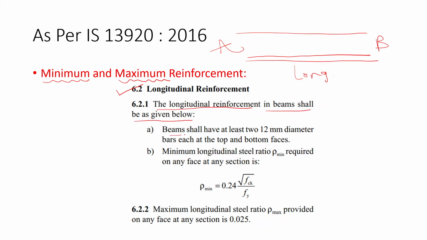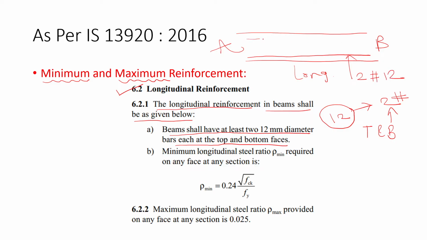The longitudinal reinforcement in a beam shall be as below. The beam shall have at least two 12 mm diameter bars each at the top and bottom face. As per ductile detailing, we will require 12 mm diameter bars, two each at both top and bottom. So at least a minimum of two bars of 12 mm at the top as well as at the bottom.